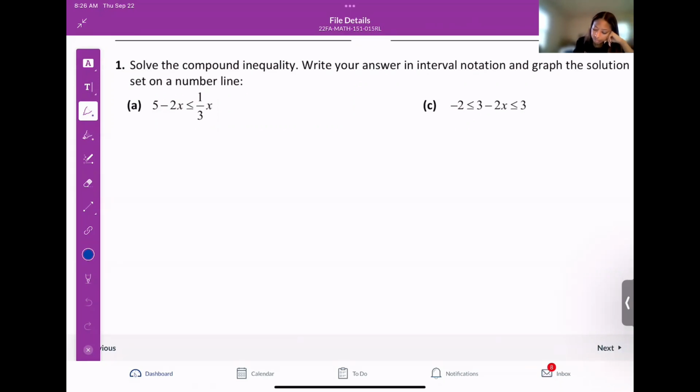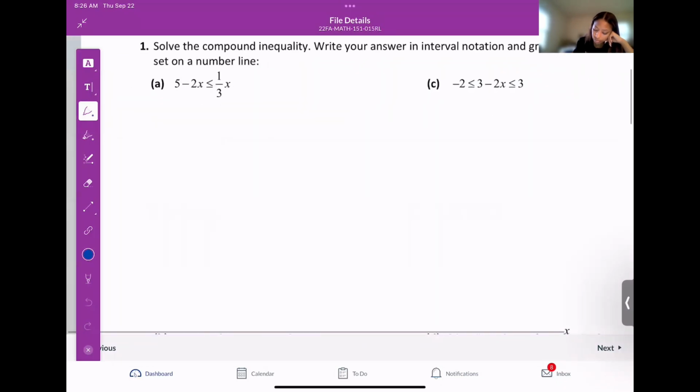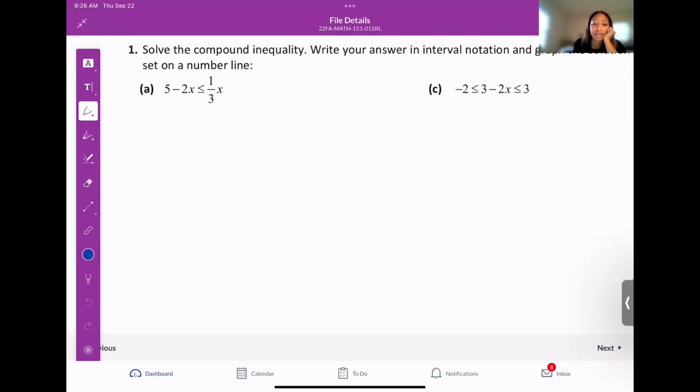All right, then where do we go? First problem. We have 5 minus 2x is less than or equal to 1/3 x. If we have an inequality with fractions, we can start off by finding or multiplying by the LCD to clear our fractions. The LCD in this case is 3. So if you multiply everything by 3, we have 3 times 5 minus 3 times 2x is less than or equal to 3 times 1/3 x. That gives us 15 minus 6x is less than or equal to x.